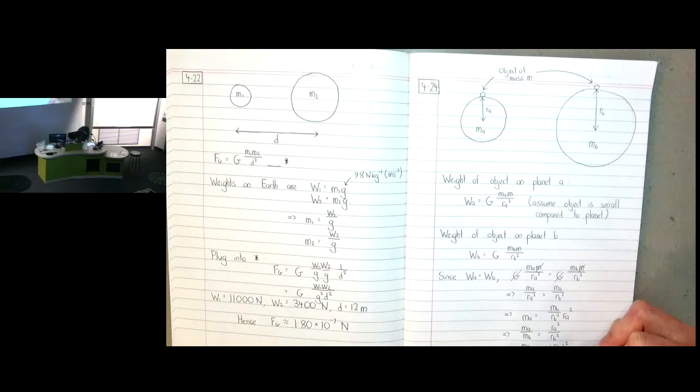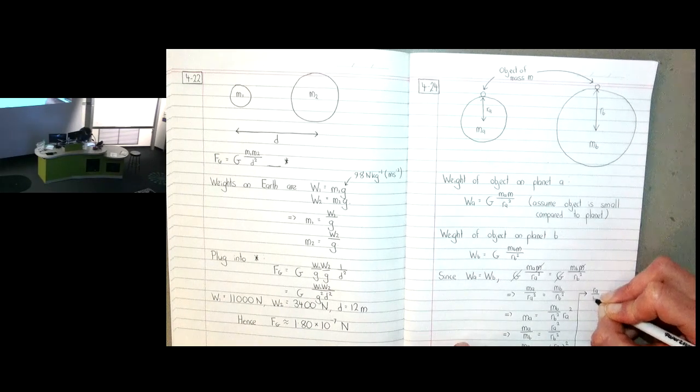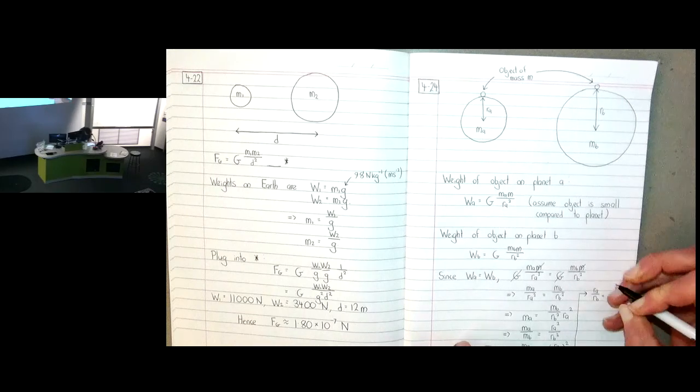And then if we go up to here, what we can do then is we want to get rid of this square, because what we want is the ratio of the two radiuses, not the square of the ratio of the radiuses. So we can just take the square root of both sides of this equation to kill off that square there. And so what we arrive at is that the ratio of these two radiuses has got to be equal to the square root of the ratio of the masses.